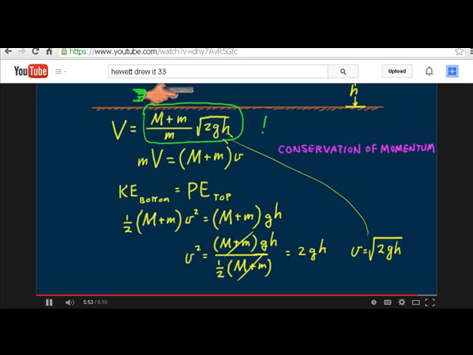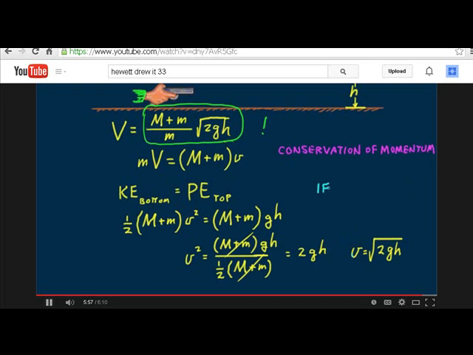Let me leave you with this question. If the same mass bullet were fired at twice the speed into the block, how much higher would the block swing? Until next time, good energy.